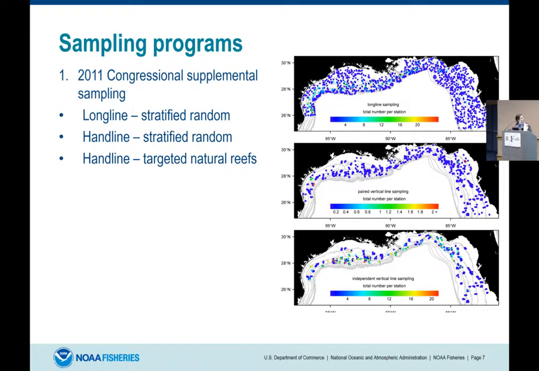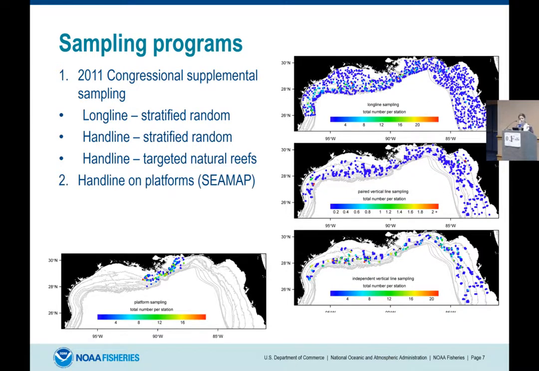And the long line was stratified random, the hand line was stratified random, the paired bit, and then there was the vertical line on targeted natural reefs. And the key point here is that we could use this, because this vertical line was implemented in conjunction with the long line and independently, we could use this as a bridge across the habitat types to compare the catch rates. For the handline on platforms, we used a separate CMAP survey that was done.